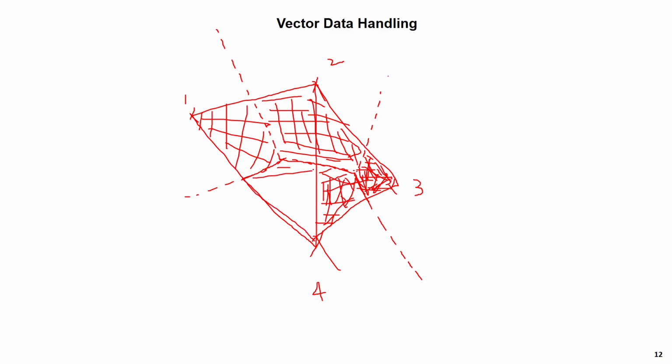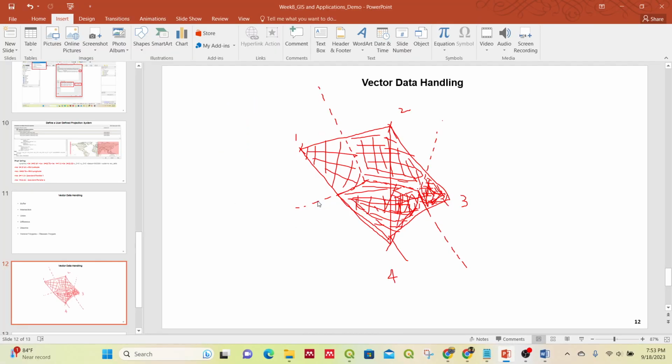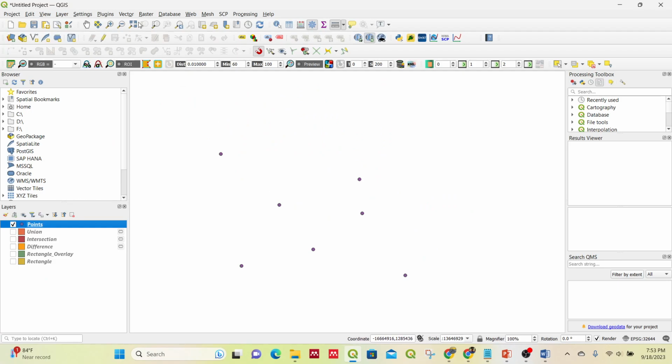So a diamond kind of a shape, a pentagon kind of a shape. So this is for your fourth area. This is how we will draw manually, but our analysis, everything will be in QGIS. So we will do the same thing in QGIS.